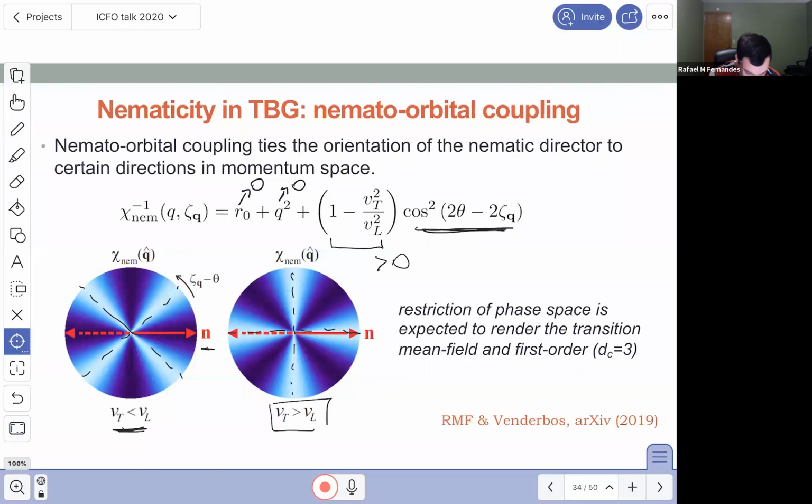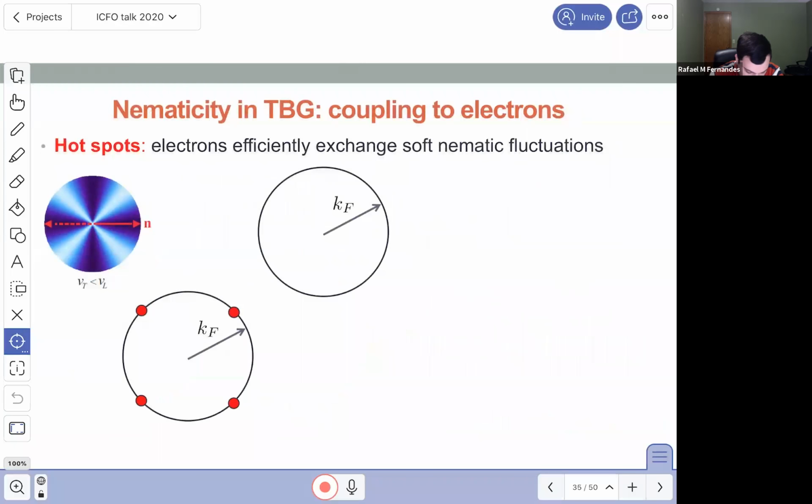Now, what this does is that it makes the phase space restricted because I don't have all directions, and we expect this to cause the transition to become mean field and first order. But there is more to that. Now there are only some directions that become soft. So if I want to know what are the electronic states that exchange nematic fluctuations the most, I have to look at what states on the Fermi surface are connected by this vector, right? So these are the states connected by this vector, for example. Now I want Q to go to zero, so I need to start reducing this vector. So I find that the states that will be coupled by these low energy fluctuations are the ones near the so-called hotspots. So I have two possible vectors, and therefore I have four hotspots. I chose the director to be along zero, this for simplicity, okay?